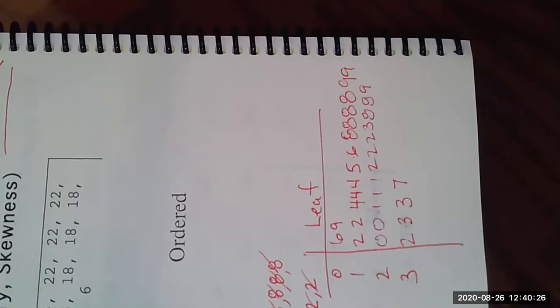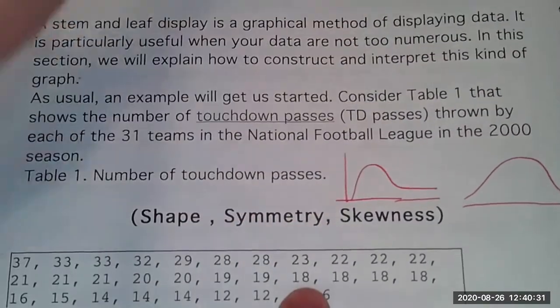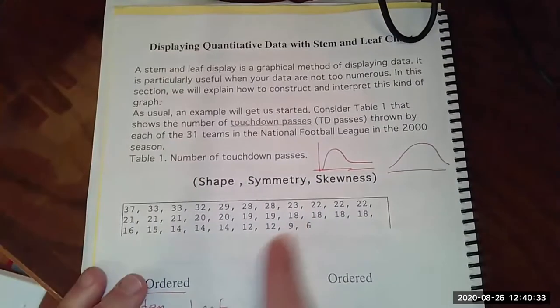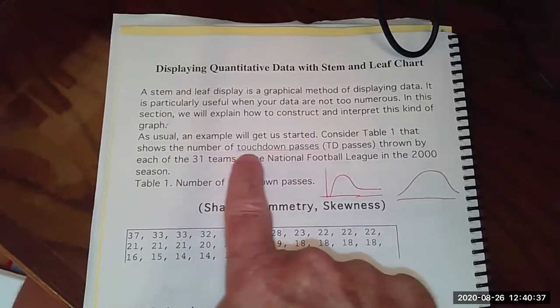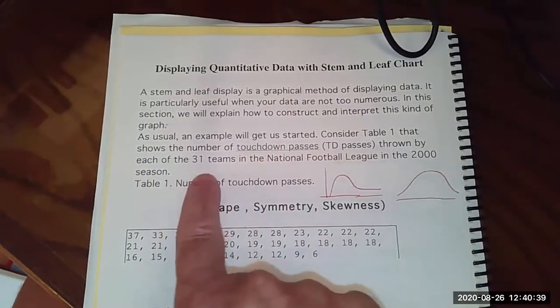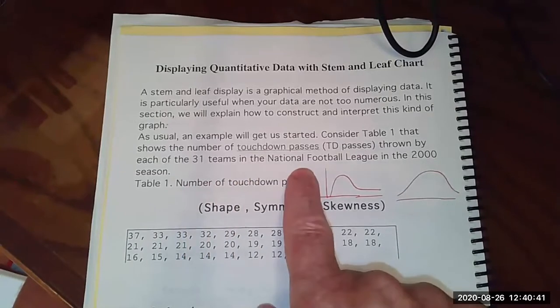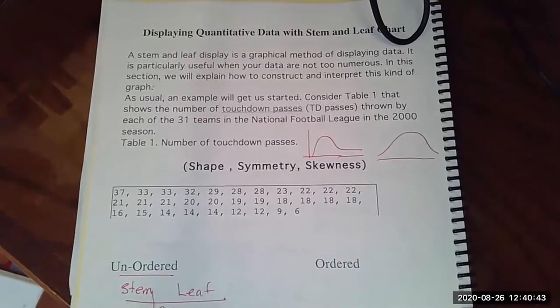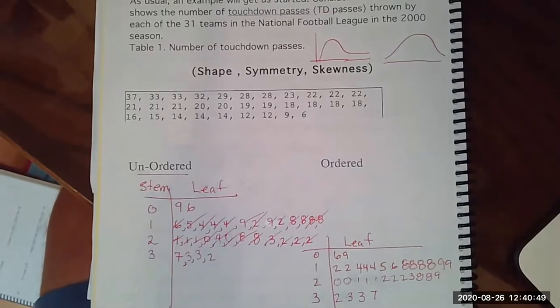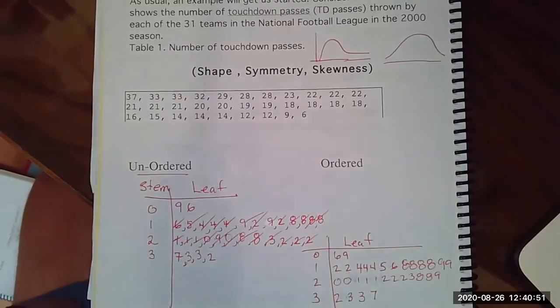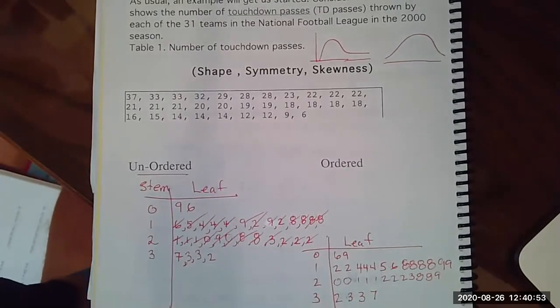Here's another question that could be posed. I don't know what this has to do with anything in terms of real data. Maybe it does up here. Oh, here it is. Number of touchdown passes thrown by each team of the National Football League. Okay. Then they could say how many passes or how many teams threw more than 19 touchdown passes.